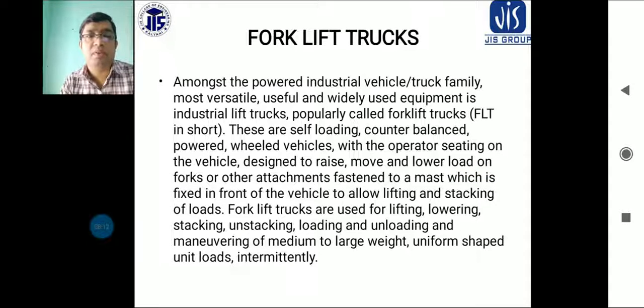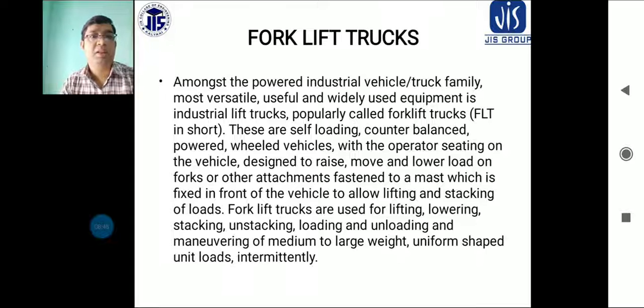Forklift trucks are basically among the powered industrial vehicles. They are the most versatile and widely used equipment, the industrial lift trucks, popularly called forklift trucks, or forklifts for short. The forklift truck has two forks arranged at the front, and it is very easily used for handling bulk types of materials. The vertical movement is used for the forklift trucks.